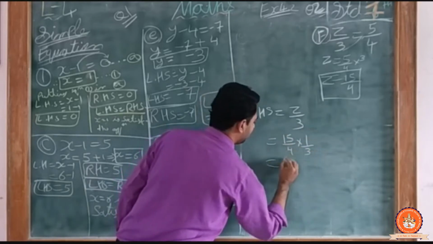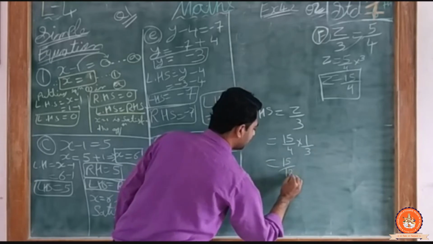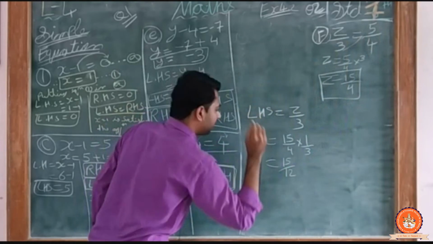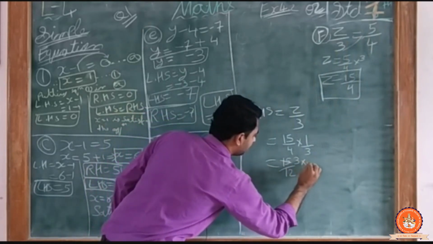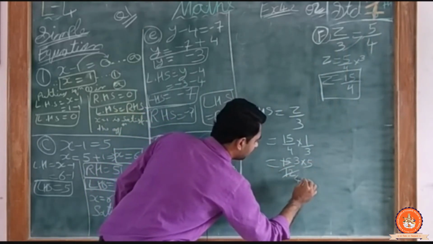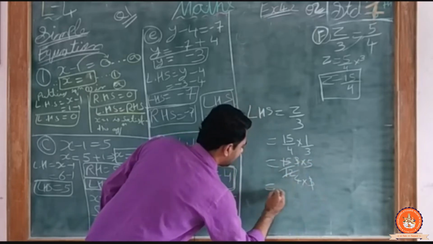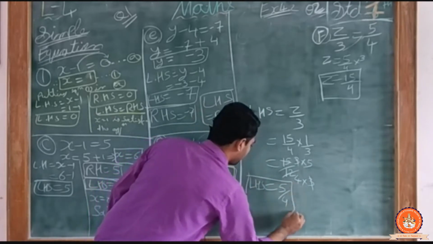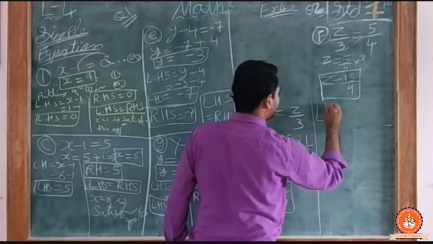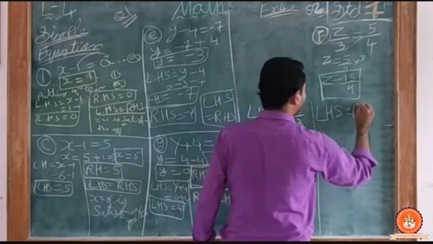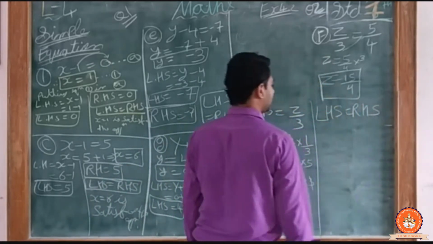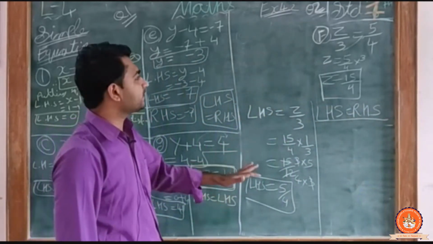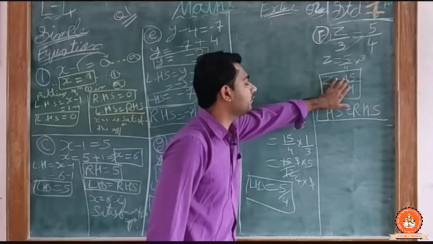Clear? अब 15 तो as it is हो जाएगा. 4 3 जा 12 हो गया. Now I want 5 by 4. Is it possible 5 by 4? See, 3 5 जा 15 and 4 3 are 12. 3 3 cut, so I get 5 by 4. So LHS is equal to 5 by 4. So I can say that LHS is equal to RHS. Clear students? So I can say that this equation is satisfied at the variable z equal to 15 by 4.